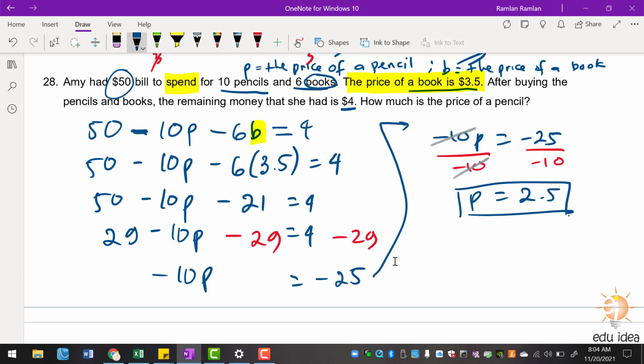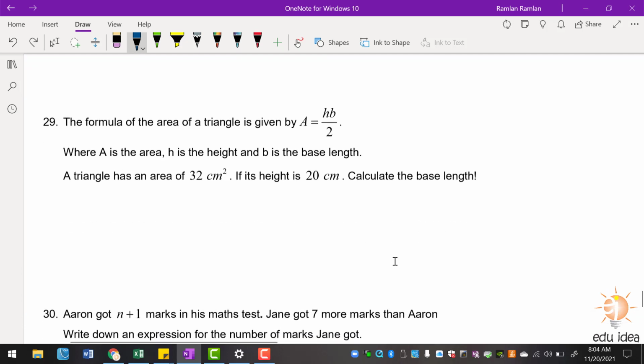Positive. Since previously we represent the p as the price of a pencil, we can have a conclusion that the price of a pencil is $2.5, right? $2.5 from here. Okay, let's go to the next question.